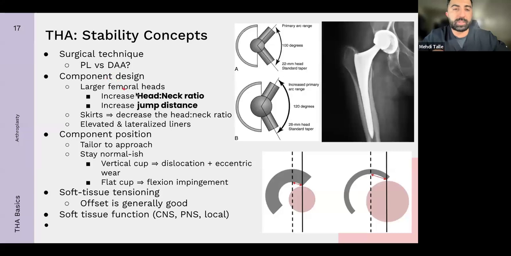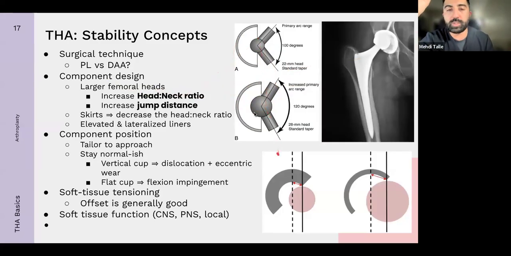Component design. I understand these are probably concepts that are a bit foreign here, but just to introduce some things. Generally speaking, having a larger femoral head is better in terms of stability because that increases the head to neck ratio. And that achieves a couple things. If you look at this diagram here on the top left, if you have a bigger femoral head here, you get a larger range of motion before the neck itself is impinging on the cup.